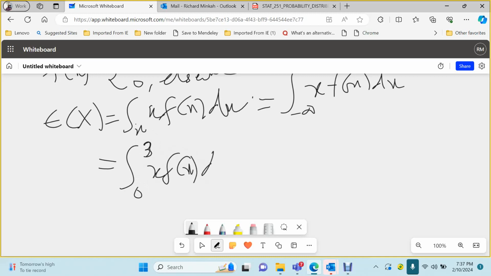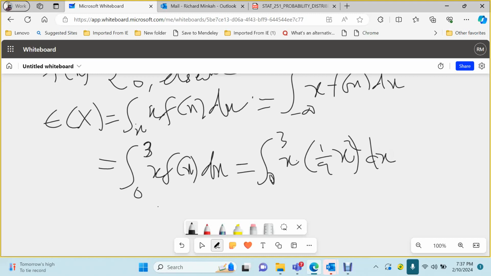X, f(x), dx. Is everybody okay? Now this one means that we move from 0 to 3, x times what? 1/9 x squared dx. Is that okay? Then we're going to have the integral from 0 to 3 of 1/9 x cubed dx. So we integrate that one.